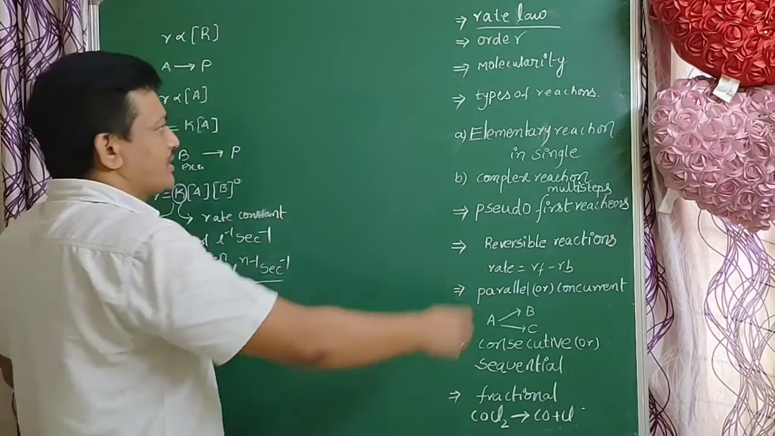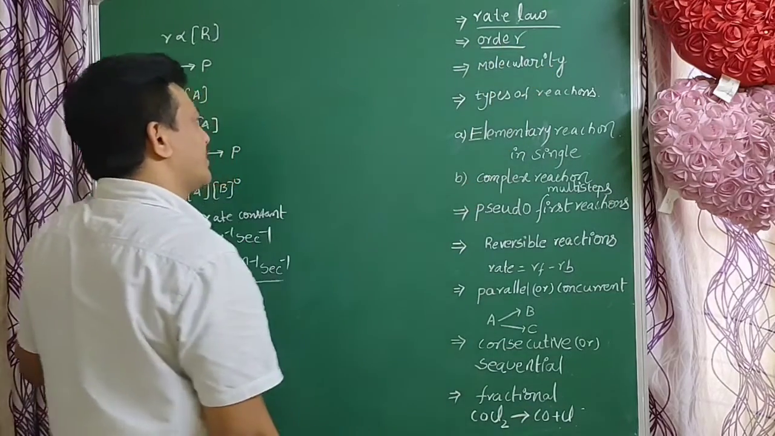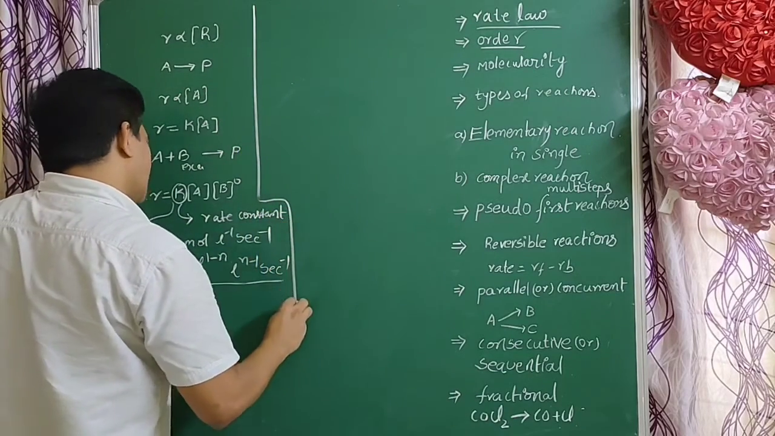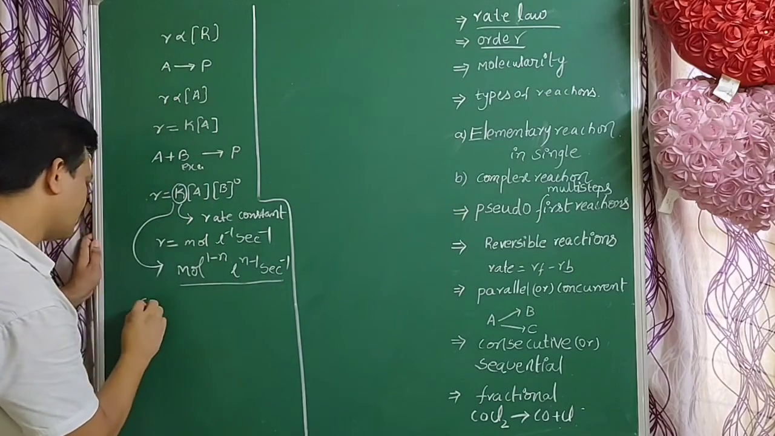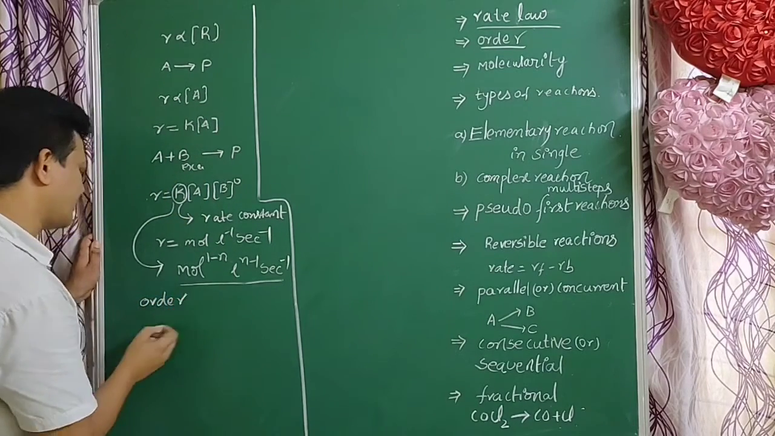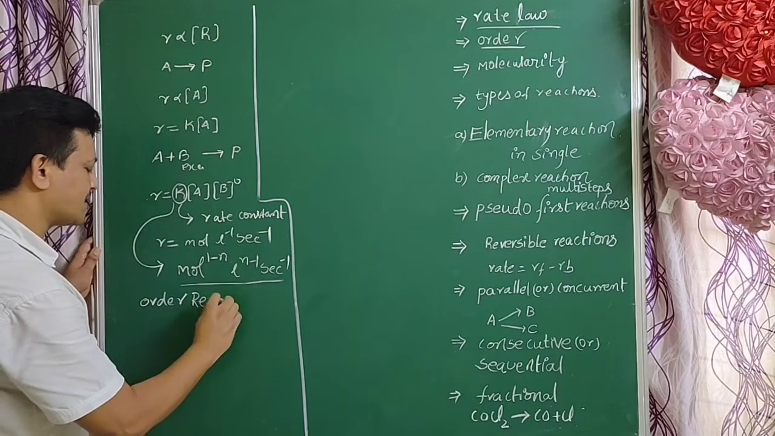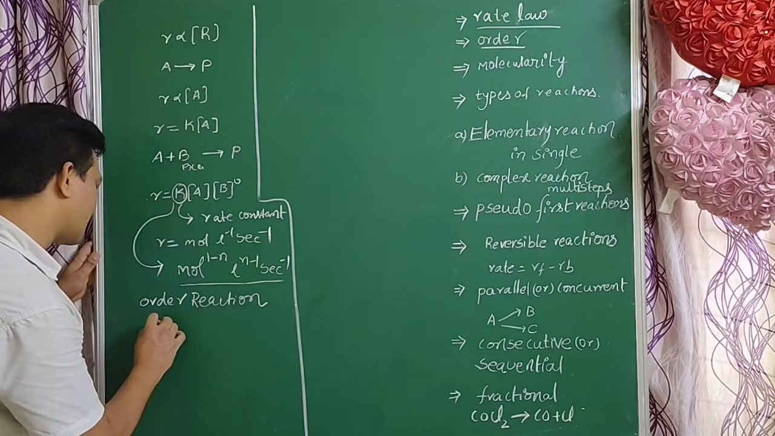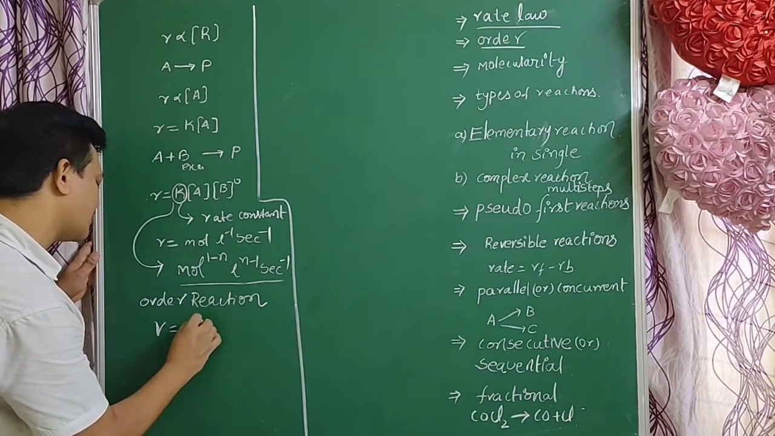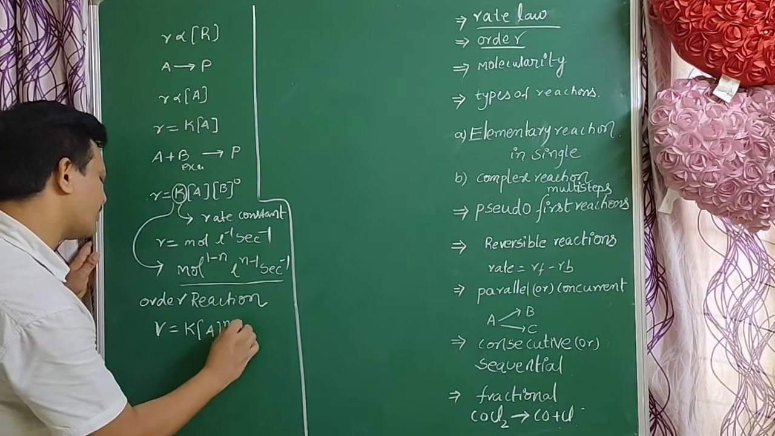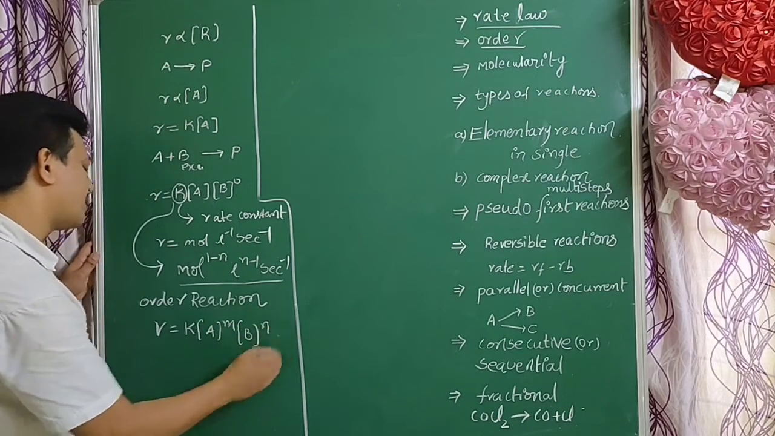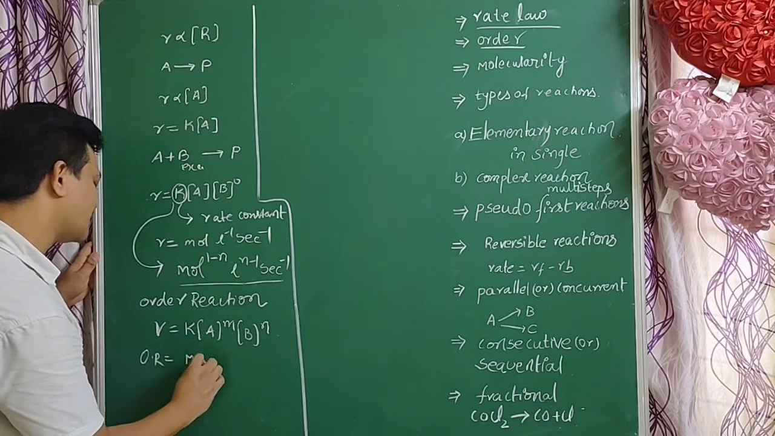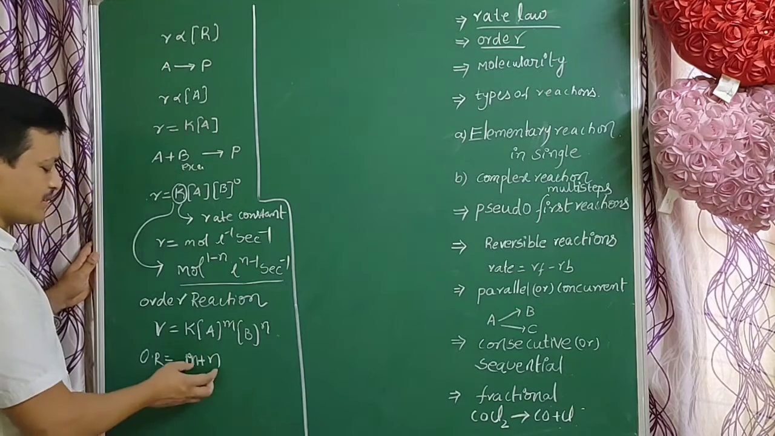What is the order of the reaction? The order of the reaction is nothing but the sum of the powers of all concentration terms in the rate equation. For example, for the rate equation R = K[A]^m[B]^n, what is the order of this reaction? The order of the reaction equals m plus n.